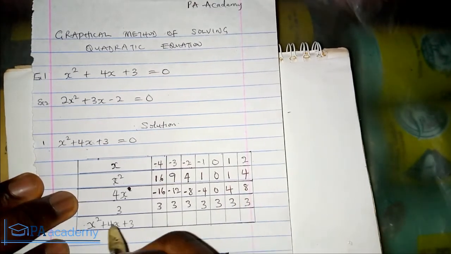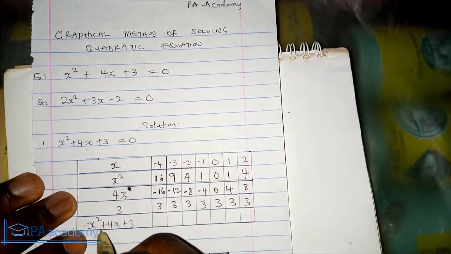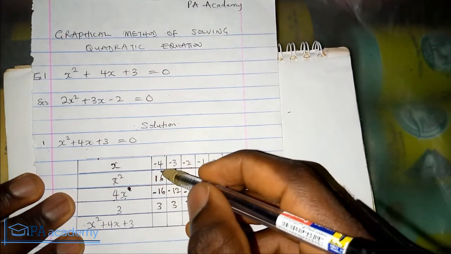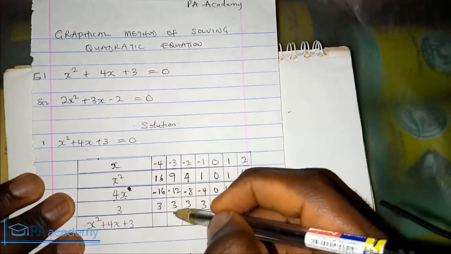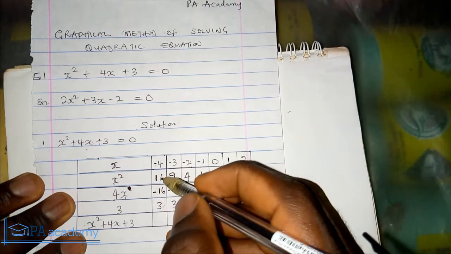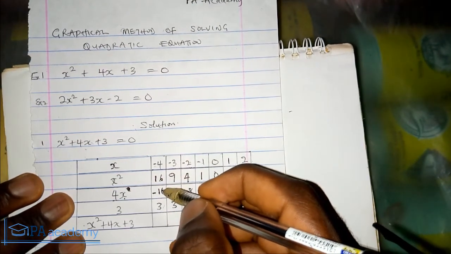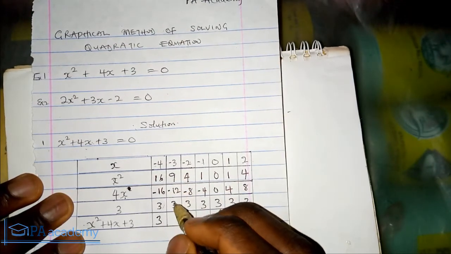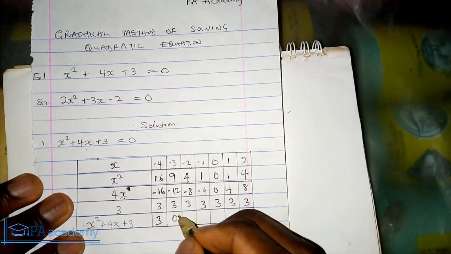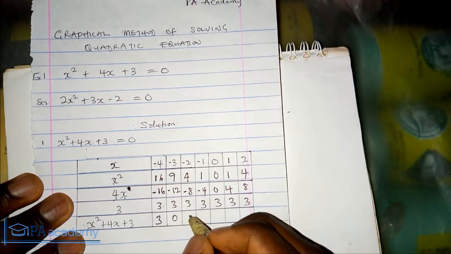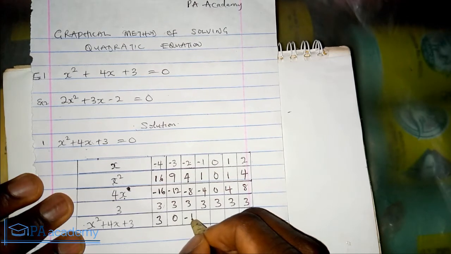So now for this row, for this x squared plus 4x plus 3 row, what we are going to do is add these 3 values together to get the value here. So for the first column, we have 16 minus 16 plus 3. That will give us 3. 9 minus 12 plus 3 will give us 0. So 4 minus 8 plus 3 will give us minus 1.